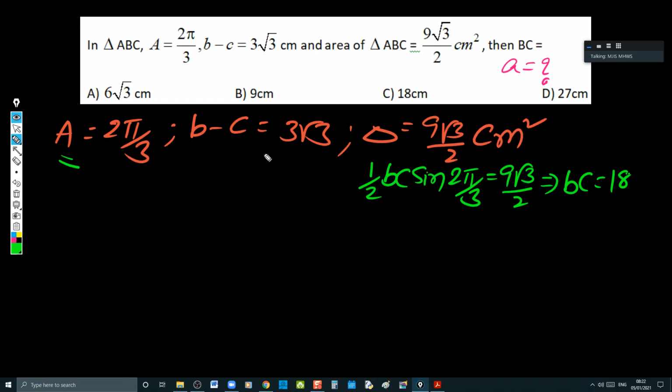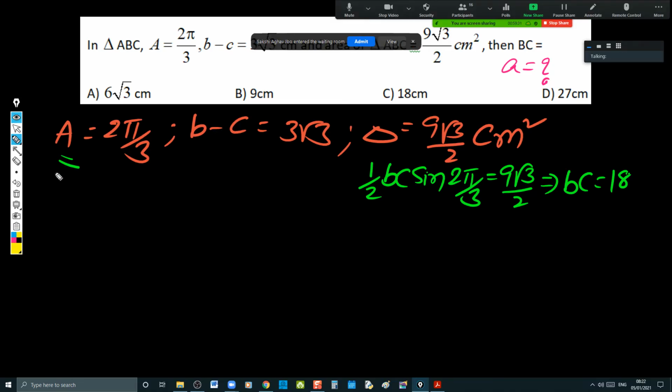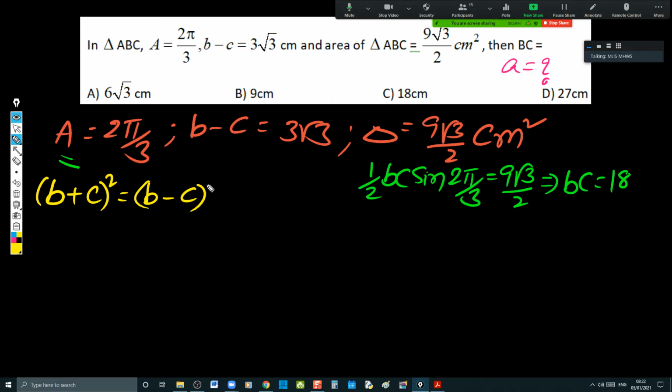B minus C we know. BC we know. Now, what I'm doing, I'm trying to find out B plus C. So, B plus C whole square is equal to B minus C whole square plus 4BC. How about that? This is 9 into 3, 27, plus 4 into 18.